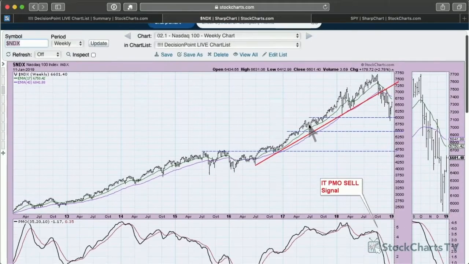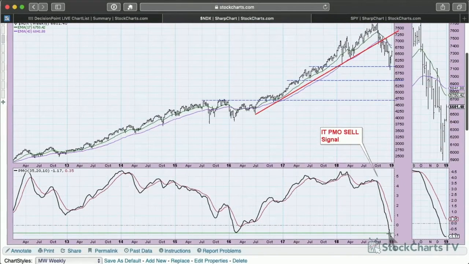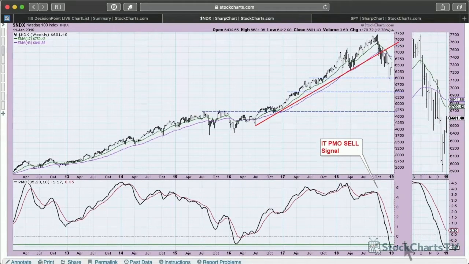Okay, the NASDAQ weekly. I noticed on the weekly charts that our PMOs are starting to decelerate. And I know when you look at this chart just right off the bat, you probably are thinking, oh, well, that's great. We have an oversold PMO and it's getting ready to turn back up.